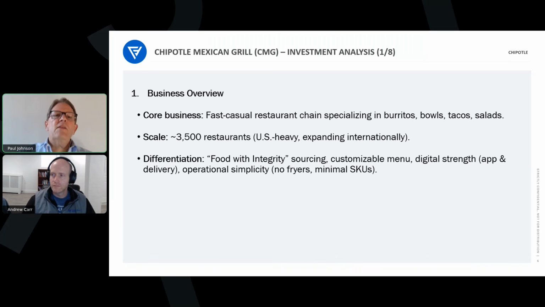Food with integrity is one of their marketing slogans. Customizable menu, it's slightly misleading. You don't customize the menu, you can pick and choose. Digital strength, I don't think their digital strengths are as big as they think. Operational simplicity, I think that's overdone. But on the first pass, I was like, not bad, not bad, I like that.